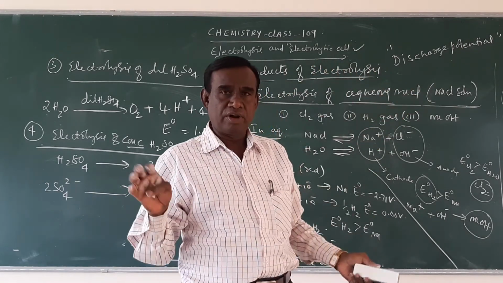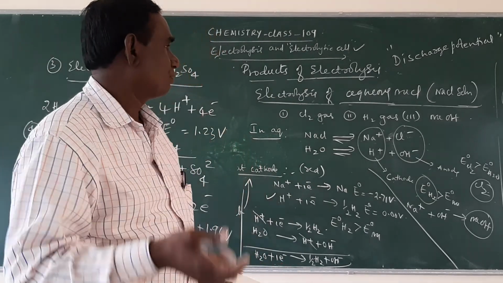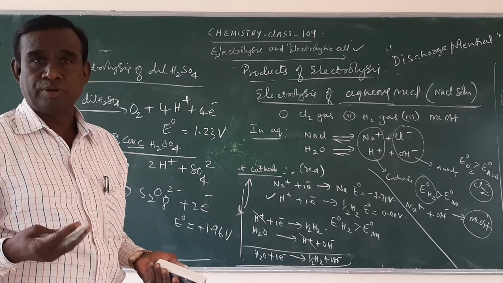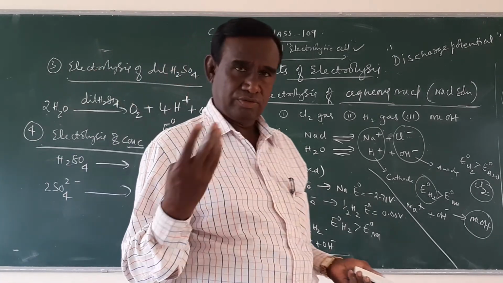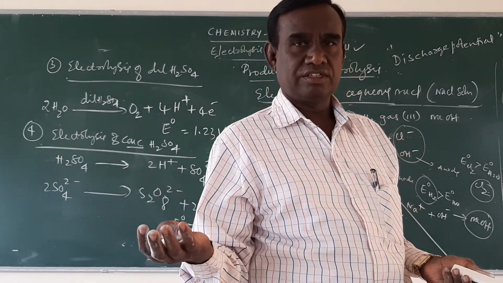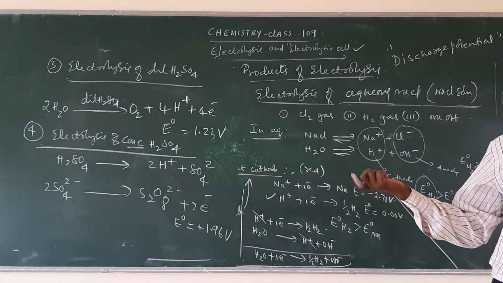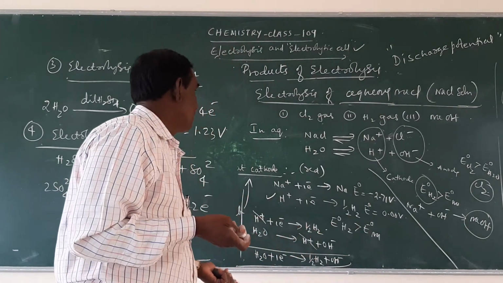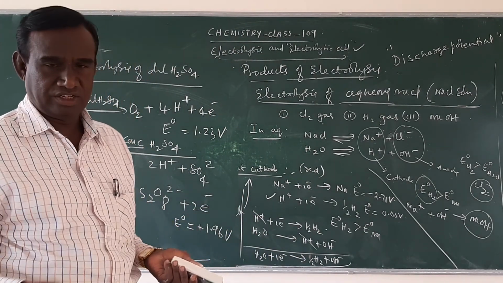So this is how we can have electrolysis, the electrolytic cell and the products of electrolysis. The products of electrolysis are different depending on the material to be electrolyzed: sodium chloride, aqueous sulfuric acid, fused NaCl, concentrated sulfuric acid. Depending upon the electrolyte we are going to electrolyze, the products are different. Let us meet in the next video.